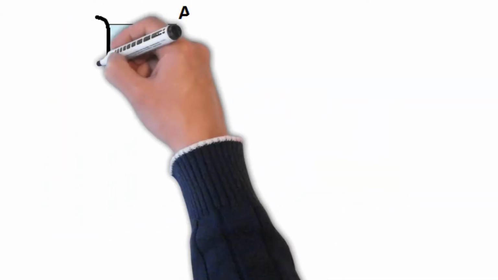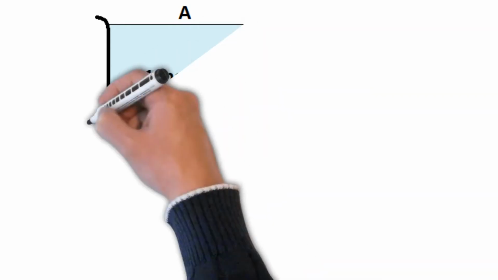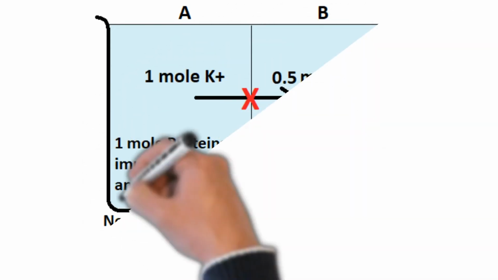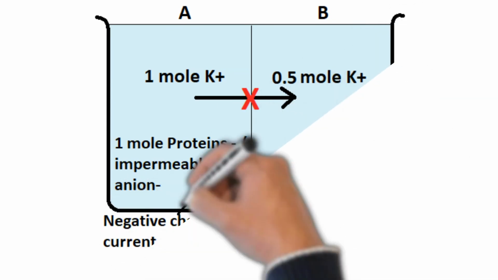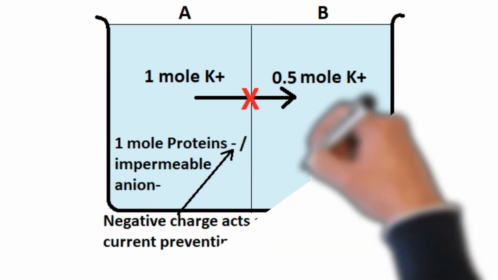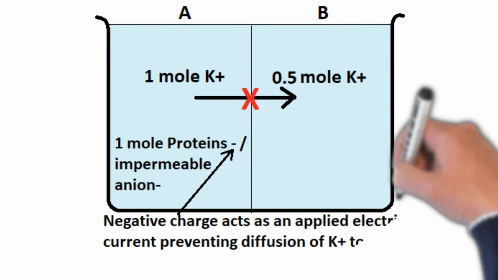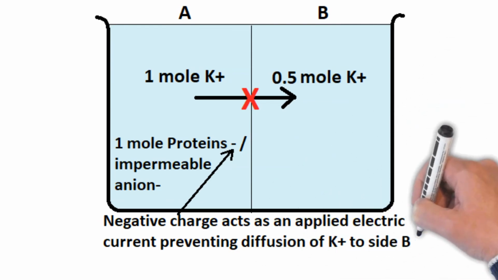Similarly, the presence of an impermeable anion like protein molecules can also prevent or stop the net diffusion of a cation despite the latter's chemical potential. In such a scenario, we can say that the electrical and chemical potentials are equal and opposite.